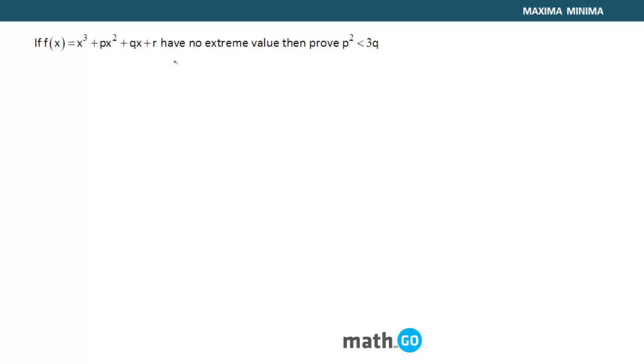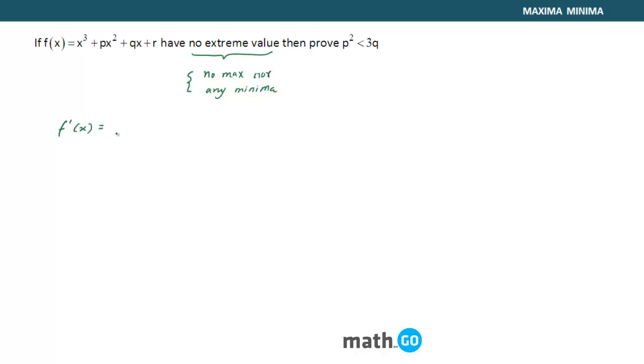It says if f of x is equal to this has no extreme values, right? So no extreme values. So this means no maxima nor any minima, right? So this is the particular thing that is given to you in the question, and then you have to prove a relation between P and Q. So it does not have any maxima and minima. So how do we find maxima and minima?